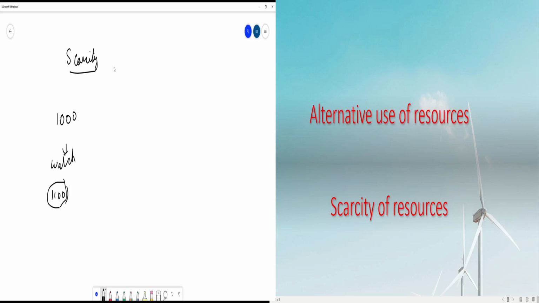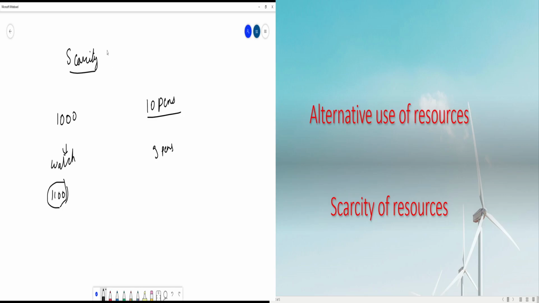Let's take another example. Let's say you want to buy 10 pens, and you go to a shop and there are only 9 pens, right? The supply is only of 9 pens, but you want 10 pens, right? So that basically means that there is scarcity of pens in that particular shop, right? So hope you understand both of these topics.